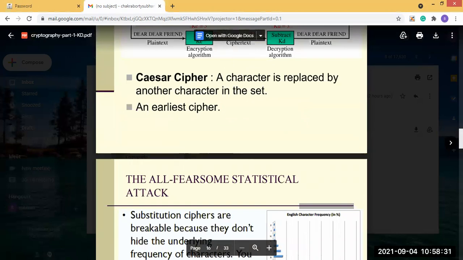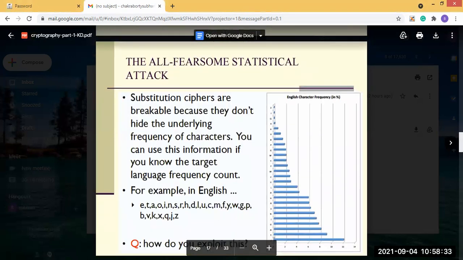Now you say this is the earliest cipher. That is what I have said, that this is the earliest cipher we use. But this can be broken by the attacker. How can it be broken? Because they do not know the frequency of the characters, how they are coming. Then how can they break it? Now, you can use this information if you know the language frequency count.